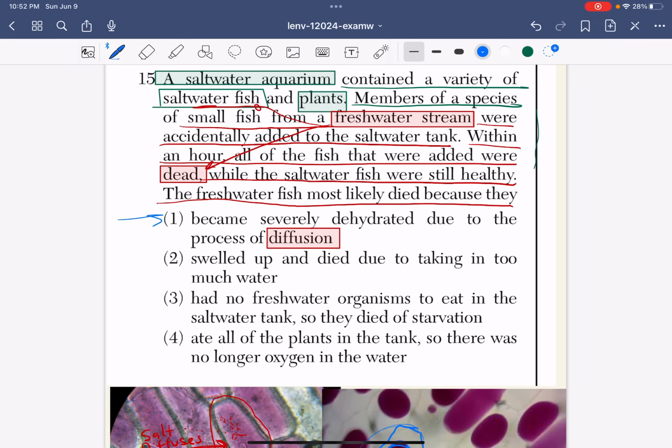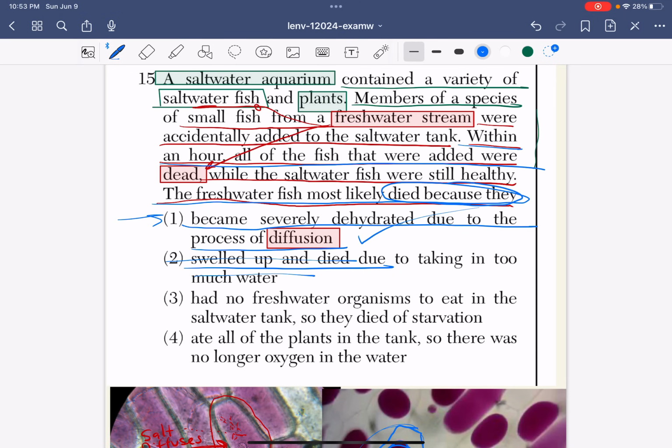Okay, so let's just remind ourselves what it's asking for. Within an hour, all of the fish were dead. The freshwater fish most likely died, so it's asking why did they die? Number 1. Became severely dehydrated due to the process of diffusion. Yes. Do I even need to read more? Let's just in case. 2, swelled up and died.